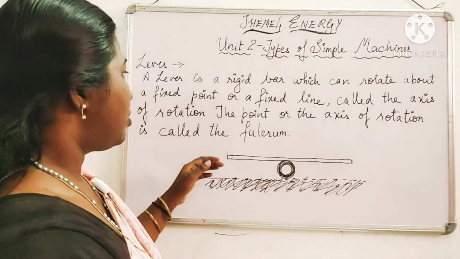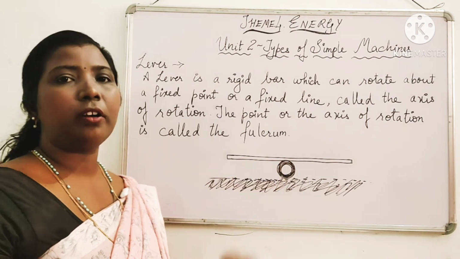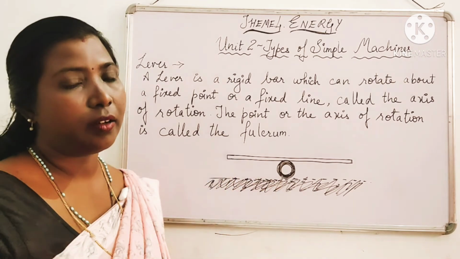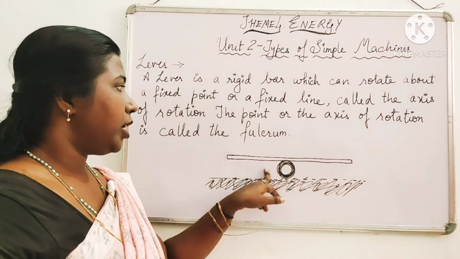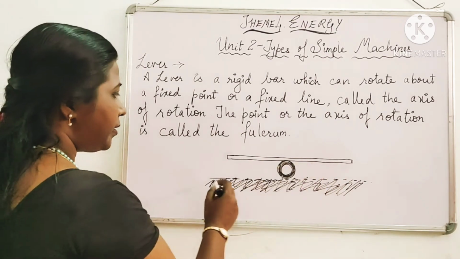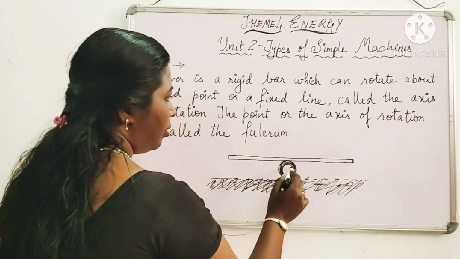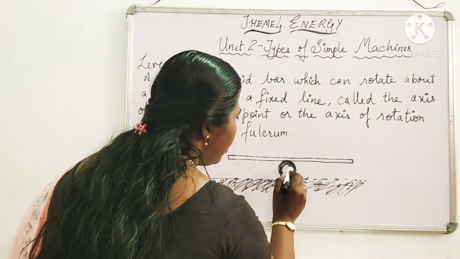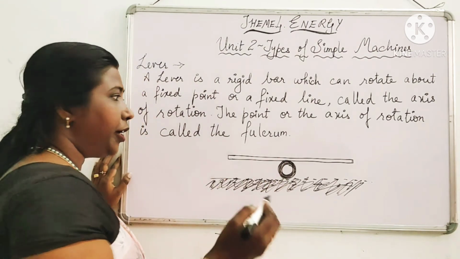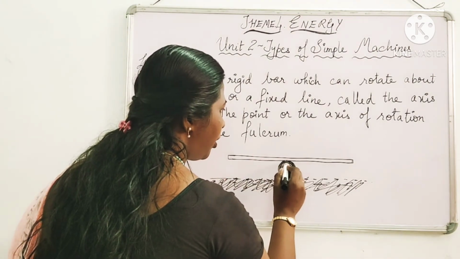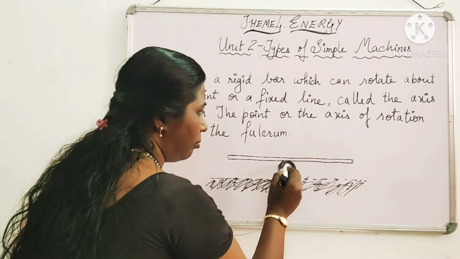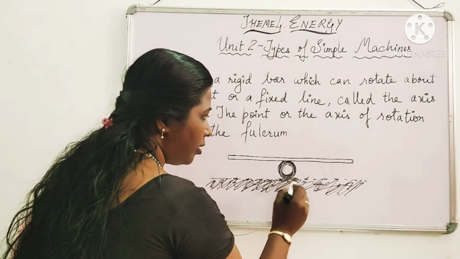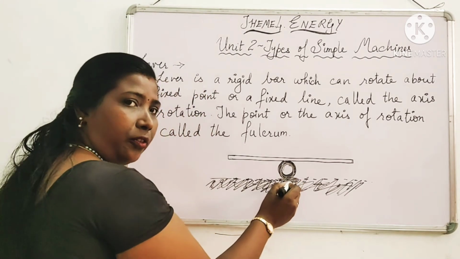Is that clear, students? To start with the lever, let me give you the example of a seesaw, which is the best example of a lever. Here you see a seesaw on the surface. In the last class I explained the point where the seesaw, a rigid body, rests on the fulcrum. It is a fixed point, fixed in the surface.